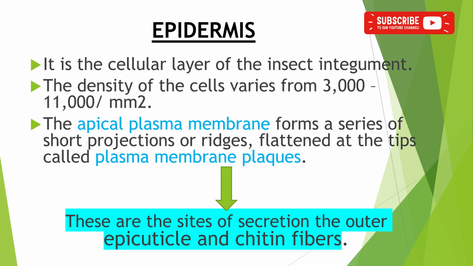As I already told, the epidermis is a cellular layer of the insect integument, and the density of the epidermal cells varies from 3000 to 11,000 per square millimeter. In the apical part of these individual epidermal cells, the plasma membrane forms a series of short projections or ridges, which are flattened at the tips. These are called plasma membrane plaques. The plasma membrane plaques are mainly involved in the secretion of the outer epicuticle and chitin fibers.